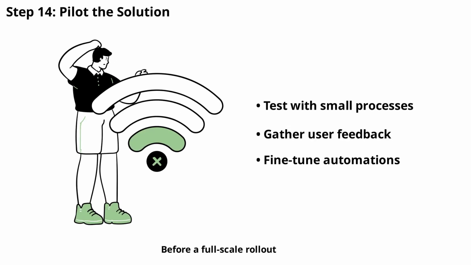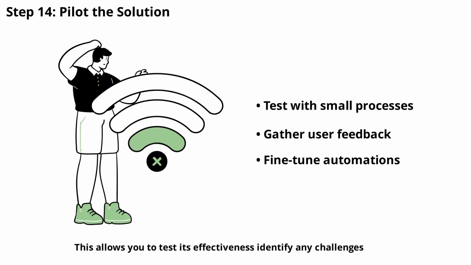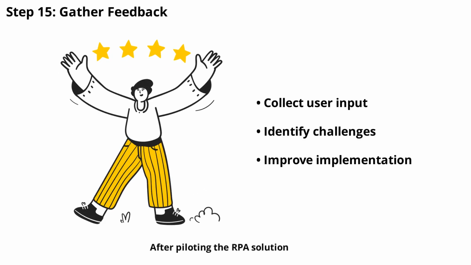Before a full-scale rollout, pilot the RPA solution with a small set of processes. This allows you to test its effectiveness, identify any challenges, and gather feedback from users. Use the pilot phase to fine-tune your automations and ensure the solution meets your needs before committing to a wider deployment.